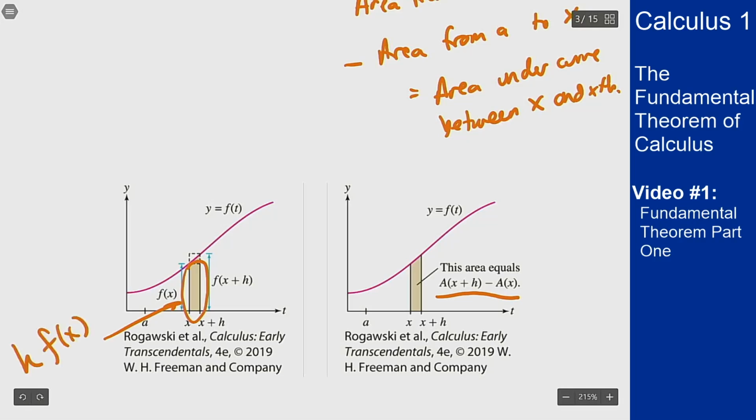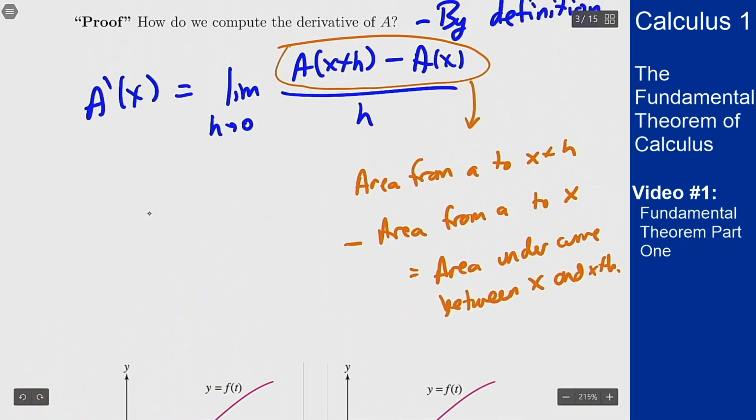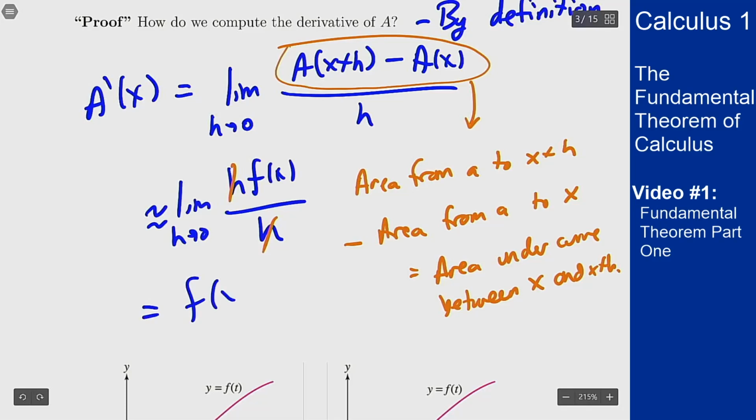So what I can say then is I can approximate this by the limit as h goes to 0 of that area, h times f of x, over h. The h's now cancel, and this ends up equaling f of x. And by some other argument, you can show that as h goes to 0, this error that I'm making goes to 0 as well, so I actually do get f of x here for my answer. So I get that A prime is f of x. And that's sort of why this theorem here works.